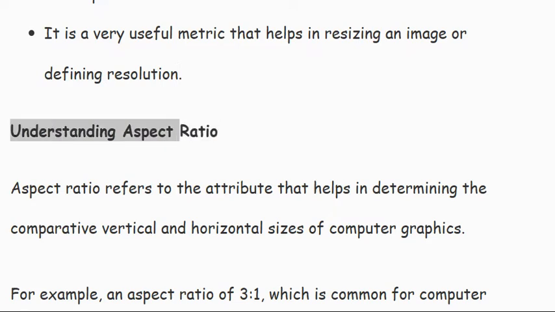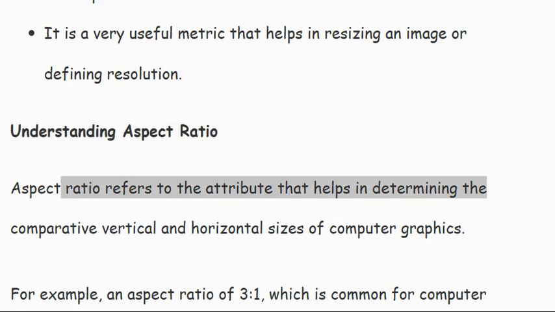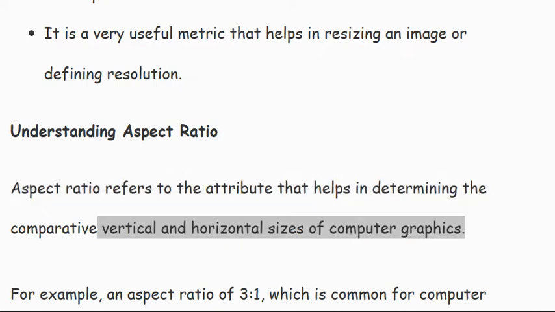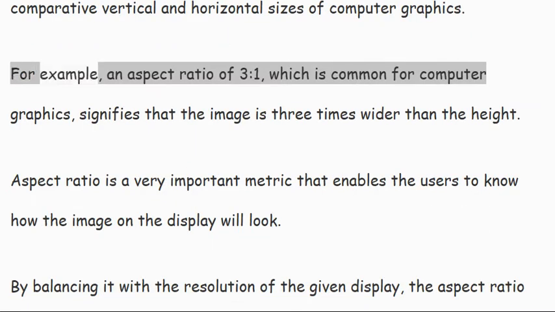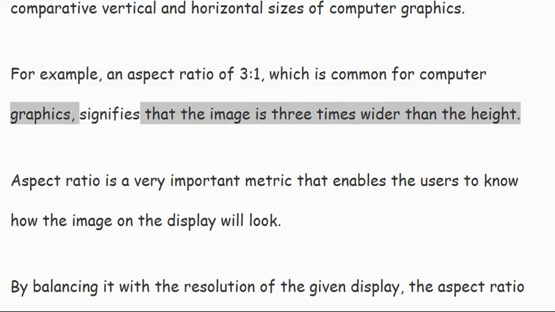Understanding aspect ratio. Aspect ratio refers to the attribute that helps in determining the comparative vertical and horizontal sizes of computer graphics. For example, an aspect ratio of 3:1, which is common for computer graphics, signifies that the image is 3 times wider than the height.